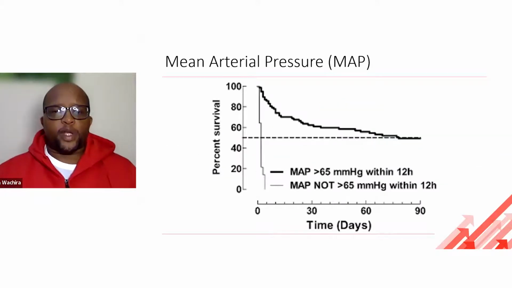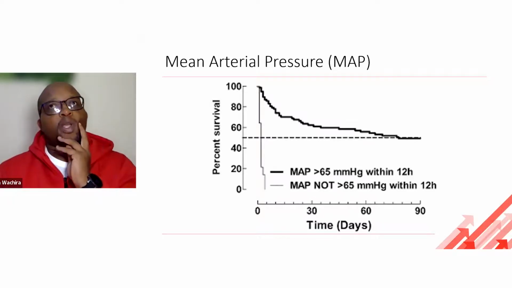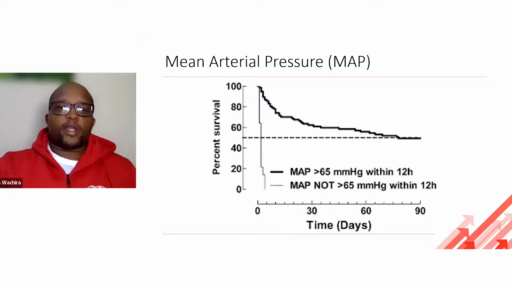So this is a good graph just showing you the importance of MAP. This is a study that looked at patient survival for patients who had low MAPs, evidence of hypoperfusion. The thinner line is MAP that was not maintained above 65 within 12 hours. And as you can see, in terms of days 0 to 90, there is more or less 100% mortality within the first day or so. So if you're not able to get your MAPs above 65, your patient's gonna die, sooner rather than later, within 12 hours or so.